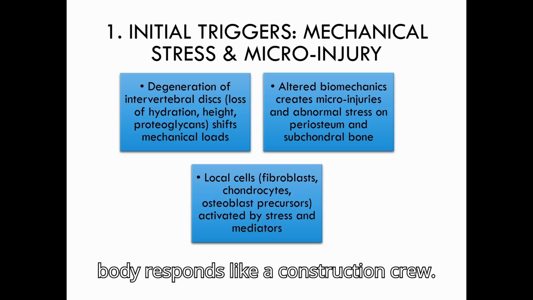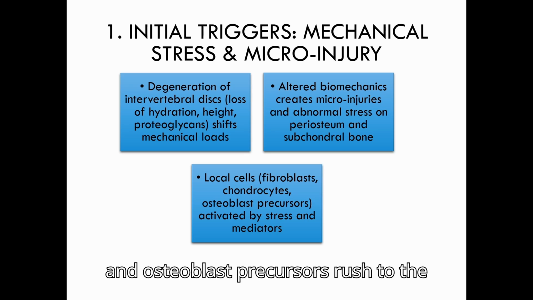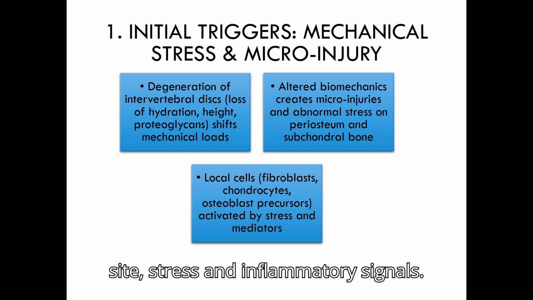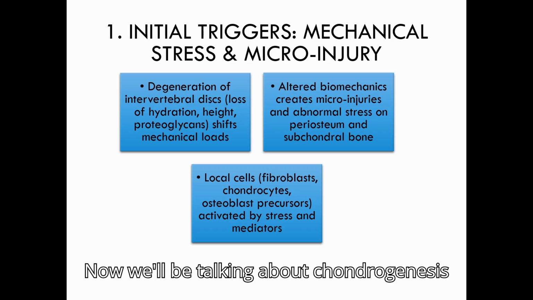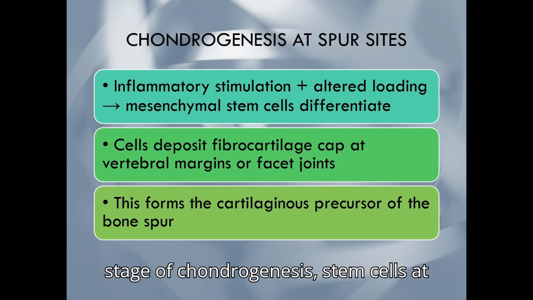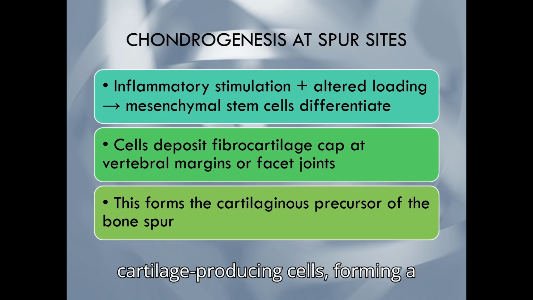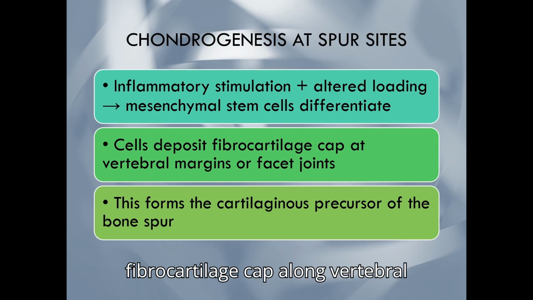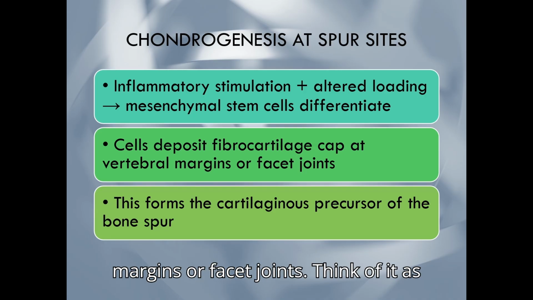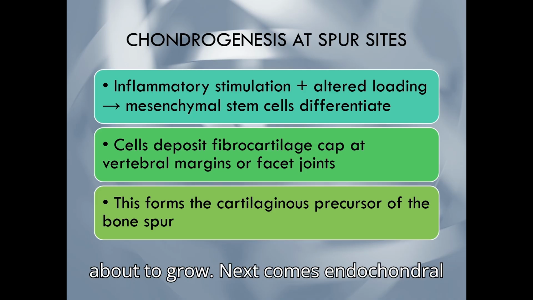Your body responds like a construction crew. Local cells, fibroblasts, chondrocytes, and osteoblast precursors rush to the site in response to stress and inflammatory signals. Now we will be talking about chondrogenesis and the cartilage cap. As the body enters the stage of chondrogenesis, stem cells at the injury site transform into cartilage-producing cells, forming a fibrocartilage cap along vertebral margins or facet joints. Think of it as scaffolding for the bone spur that's about to grow.